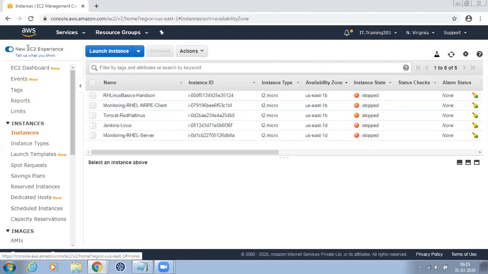Elastic compute cloud. E means elastic, C means compute, another C is cloud. Compute cloud, C2. There are two Cs, right? Compute cloud are two words starting with the alphabet C. That is the reason they gave it C2, EC2.